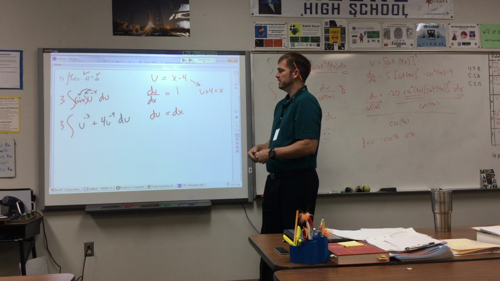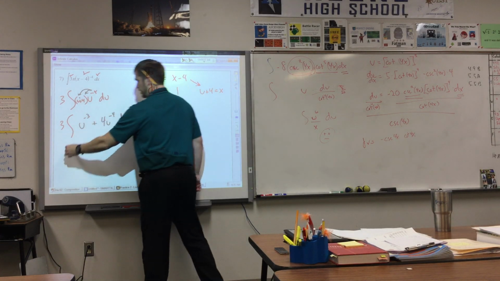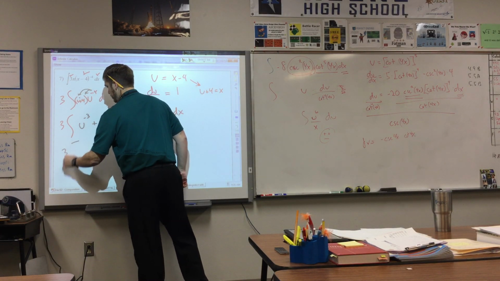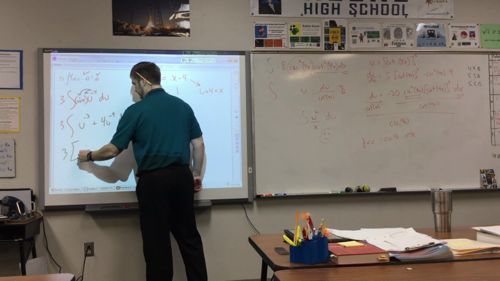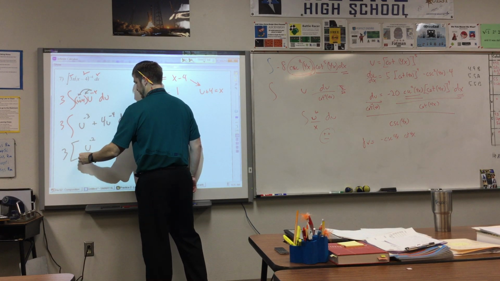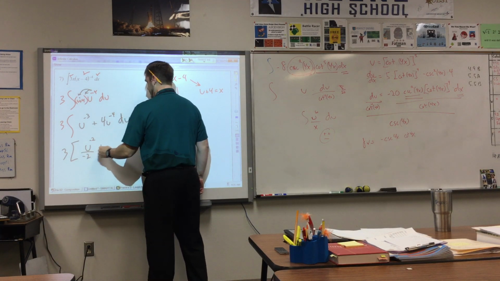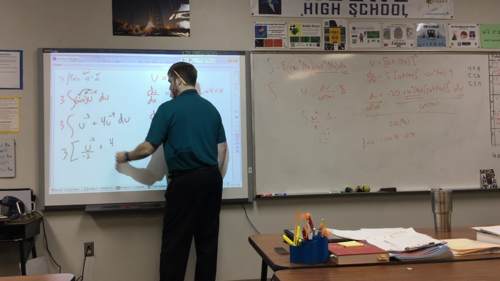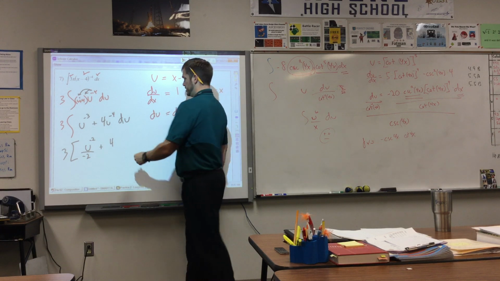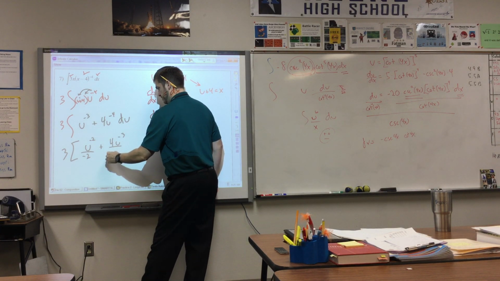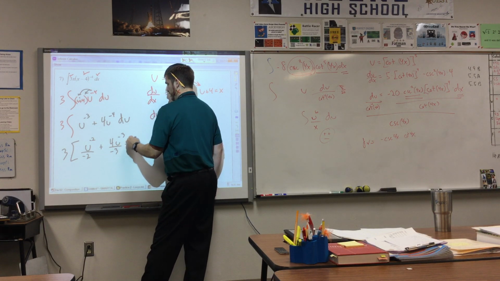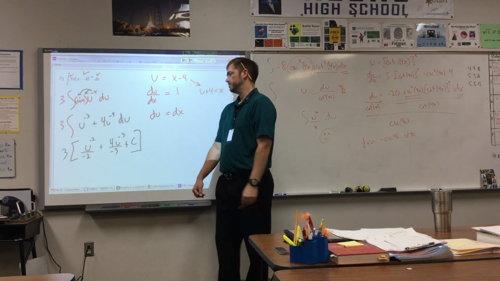Alright, I'm liking this. Constant multiple up front, 3, bracket. Call it out to me, class. Antiderivative of u to the negative 3: u to the negative 2 over negative 2. Plus, call it out, 4, plus c.